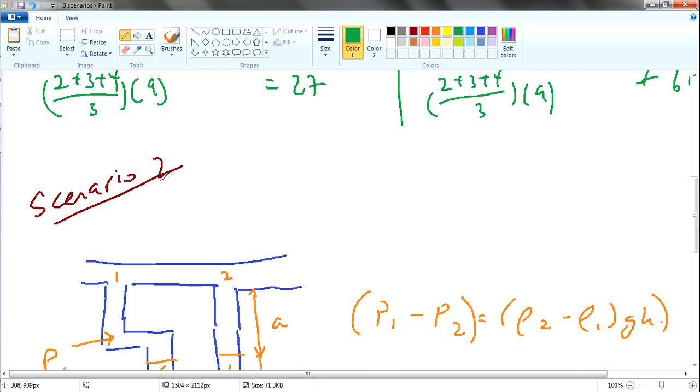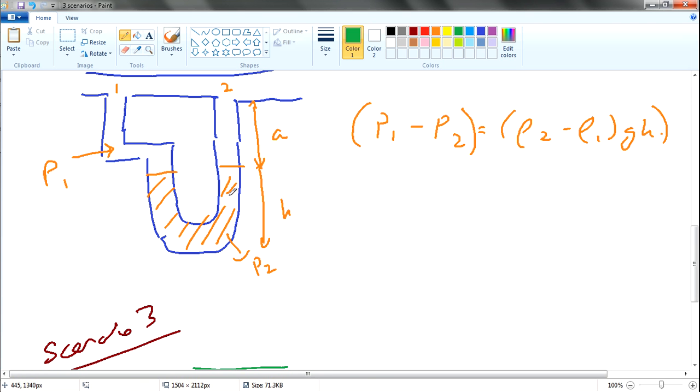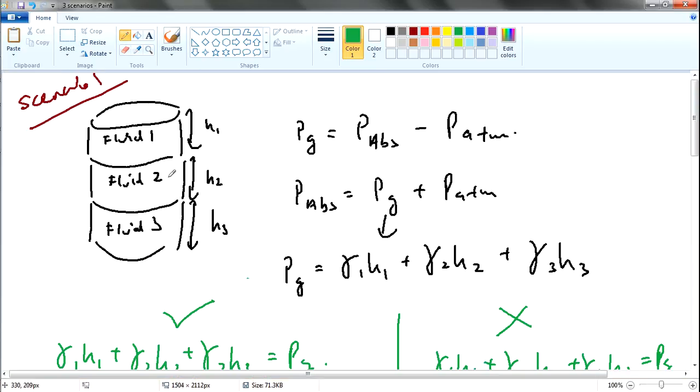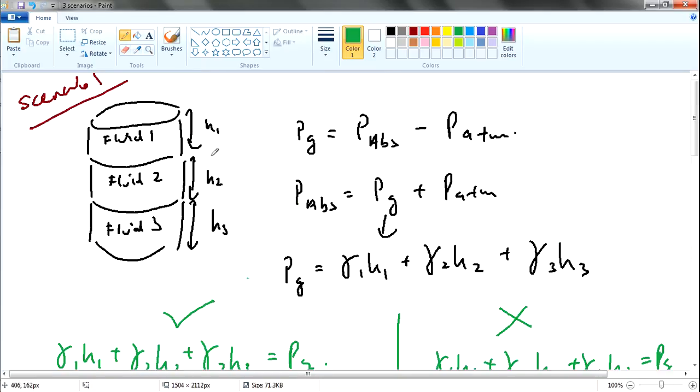So there are only three scenarios. Two and three are those that I don't know what they are, but let's talk about one first. So this is fluid 1, height 1, fluid 2, height 2, and fluid 3, height 3. So imagine height 1, height 2, height 3 are the same, okay? Perhaps they are not the same, but let me finish talking first.